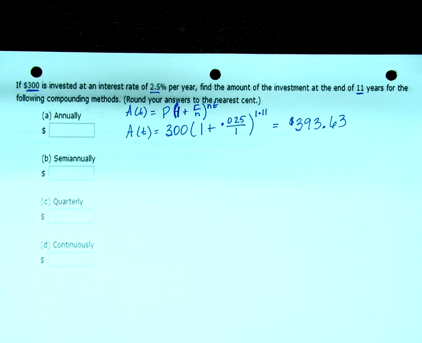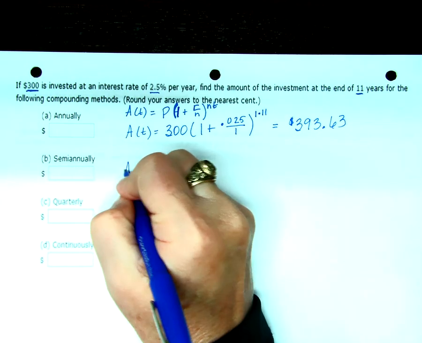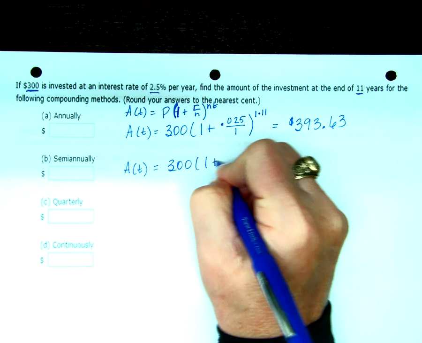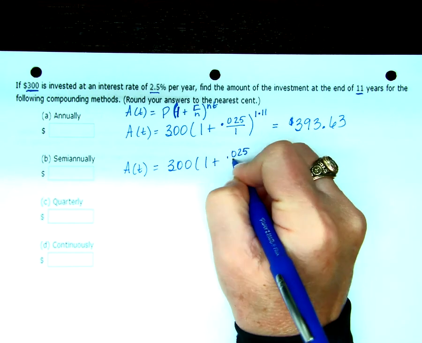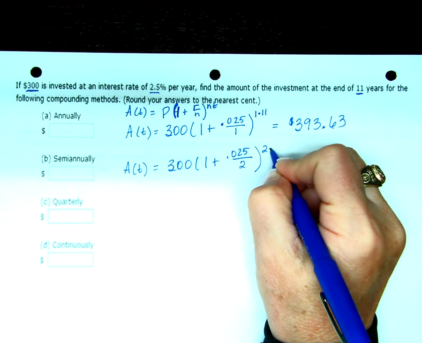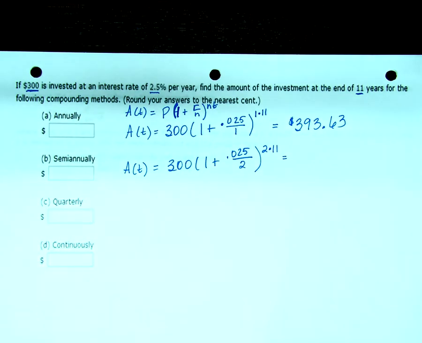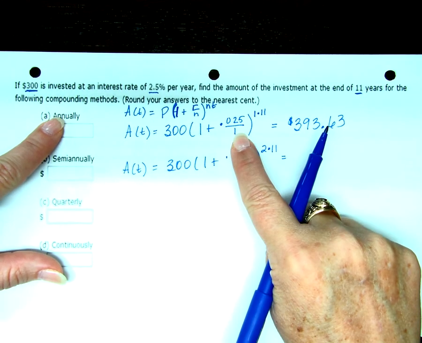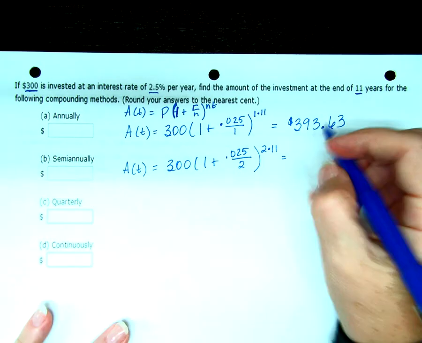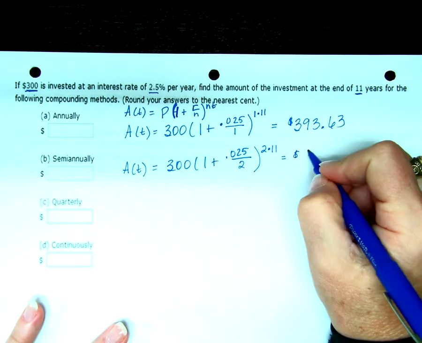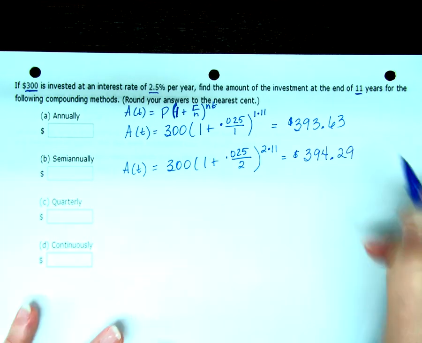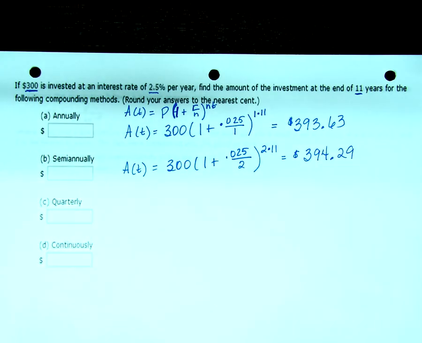Okay? Now semi-annually, A of t equals 300 times 1 plus 0.025, but this time it's divided by 2, raised to the 2 times 11 power. Annually, my n was 1. Semi-annually, my n is 2. Now, when I change from annually to semi-annually, my amount that I end with is $394.29. So not a huge difference, but still a difference.